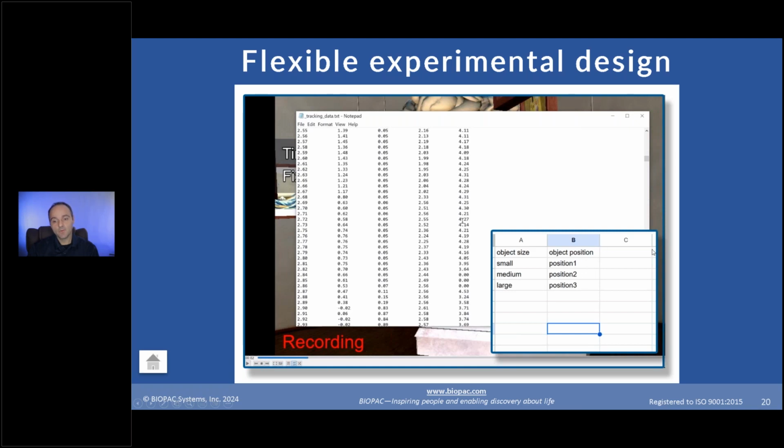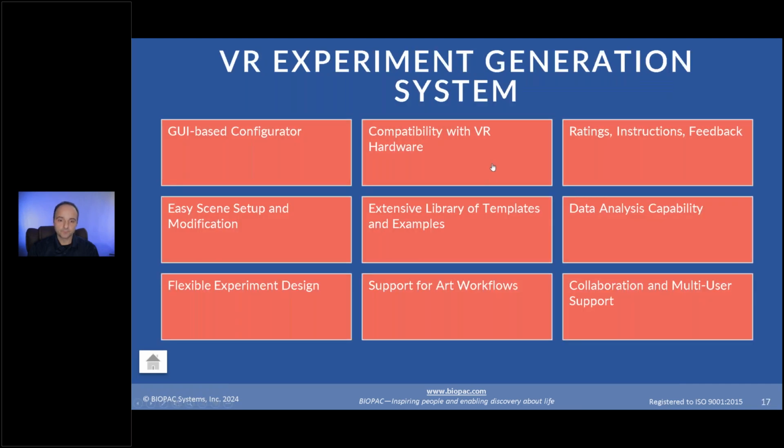There are tools for flexible experimental design. So we can actually use Excel sheets where you can define parameters for stimuli inside the virtual world, such as the size of objects, their positions, what objects are presented, etc. And then by just editing those instead of editing code, you can modify your experiments.